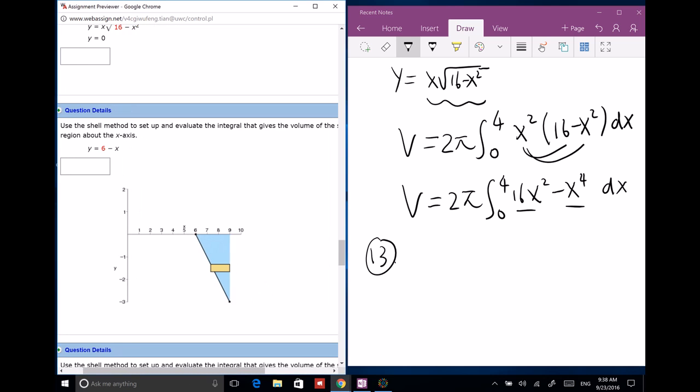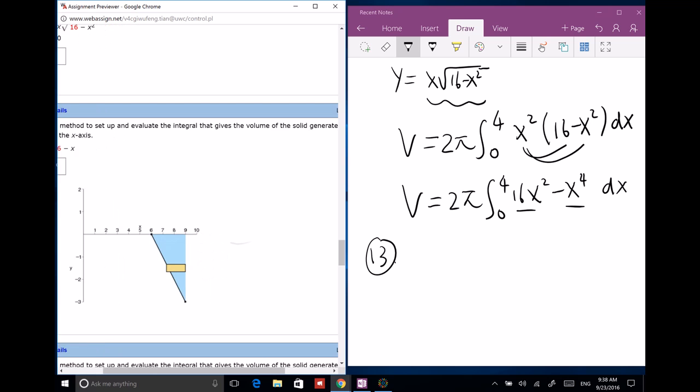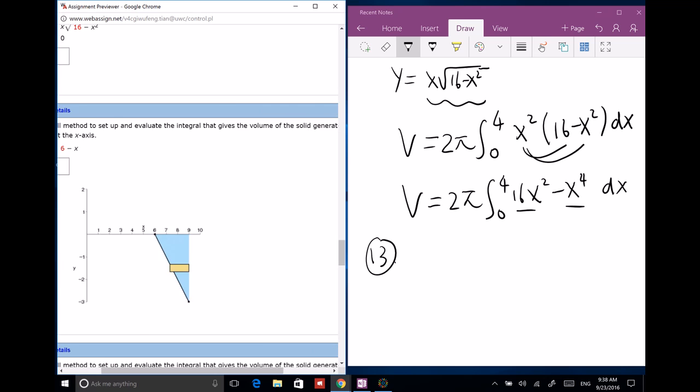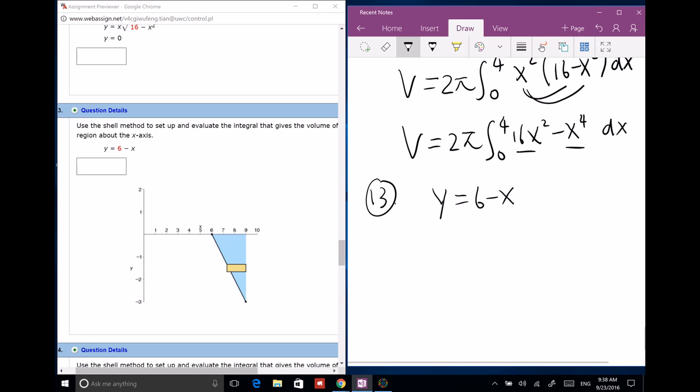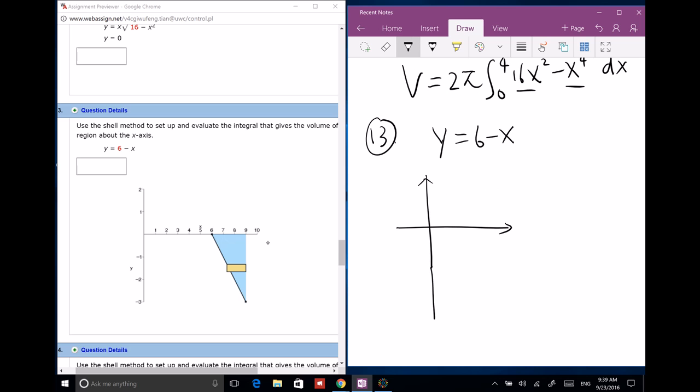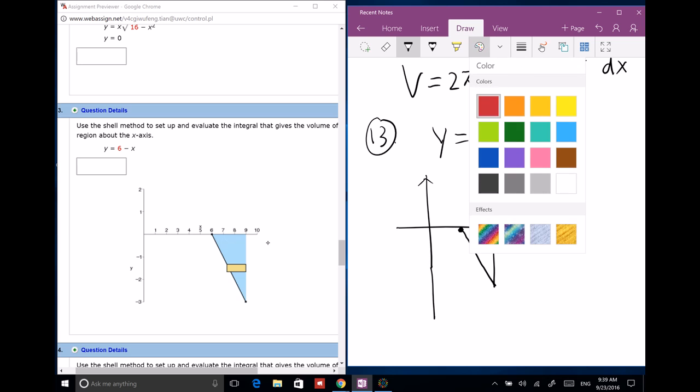The next one is use the shell method to set up and evaluate the integral that gives the volume of the solid generated by revolving the plane region about the x-axis. So y equals 6 minus x, and it gives you that region. x equals 6 and 0, and rotate it with respect to the x-axis.